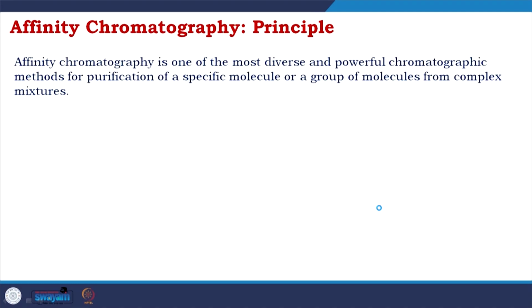Coming to affinity chromatography. Affinity chromatography is one of the most diverse and powerful chromatographic methods for purification of a specific molecule or a group of molecules from a complex mixture. I talked about size exclusion, I talked about anion cation exchange, the ion exchange, but affinity chromatography is special. Why? These two I talked about work on a general principle. In affinity chromatography, there is no limit. Today you find something which could attach to a specific protein, then that could be used as an affinity chromatography column to purify that protein. That is the power of affinity chromatography.